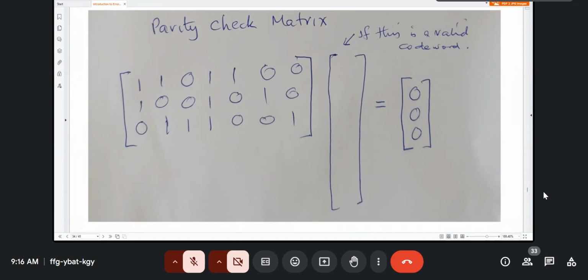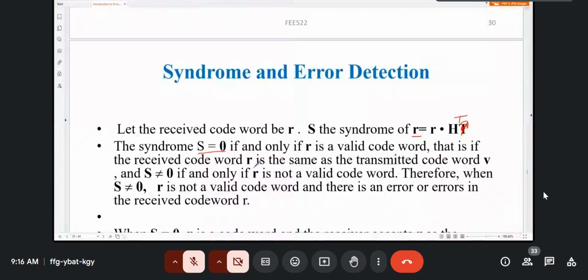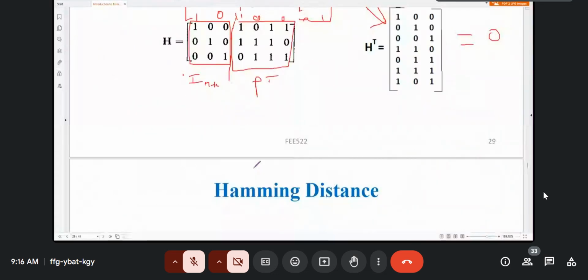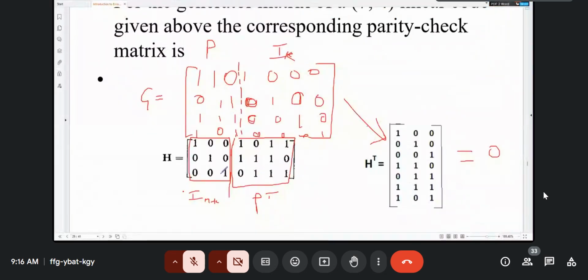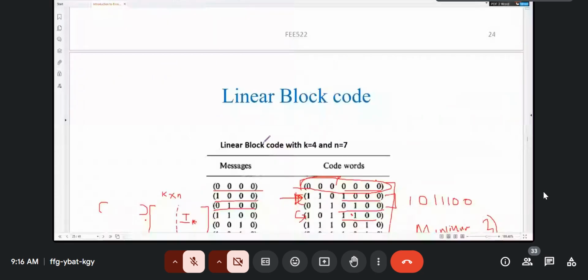In the generator matrix, where does the P matrix come from? Oh, how do you get this P matrix? That's why I say we have not gone to the construction of the P matrix, but you can see the combination. What is important is this P matrix combined with the identity matrix.